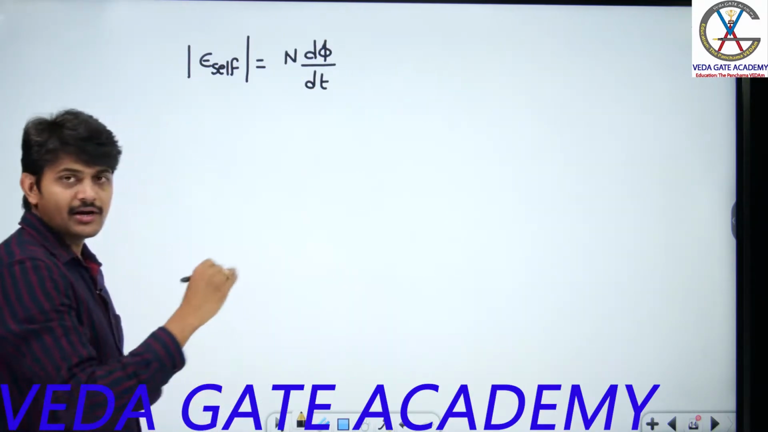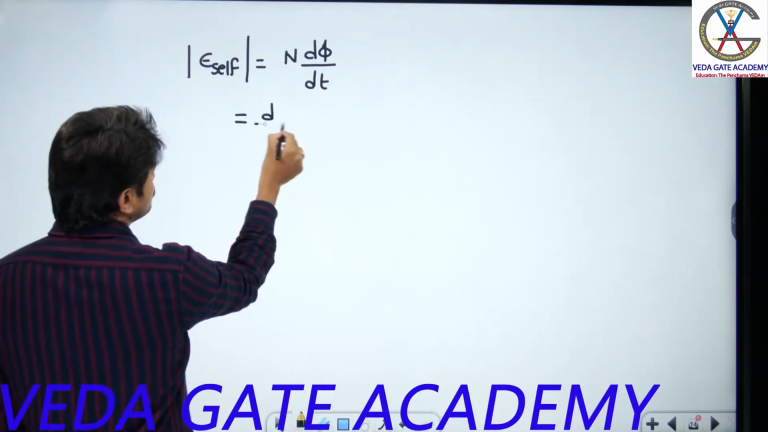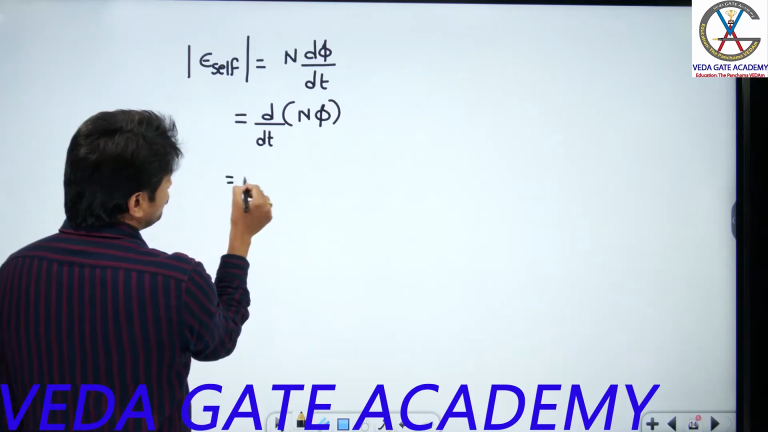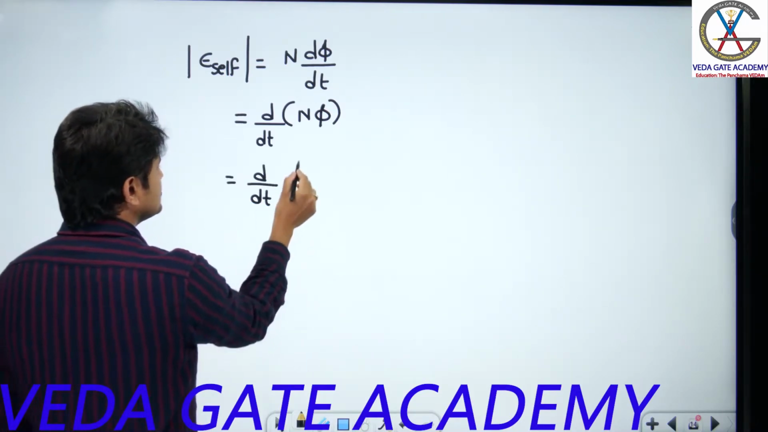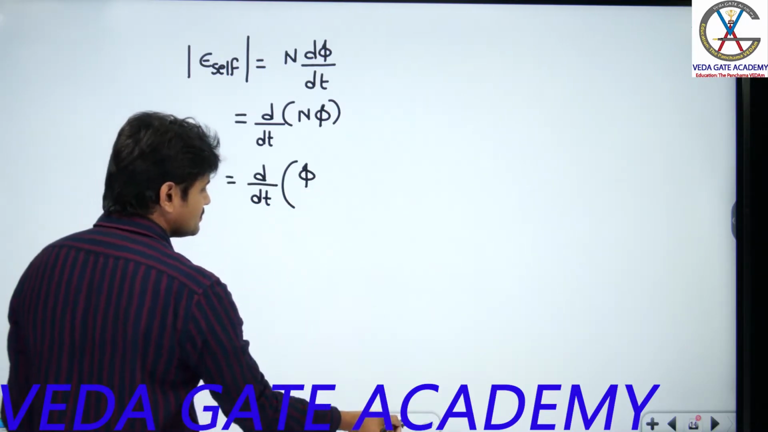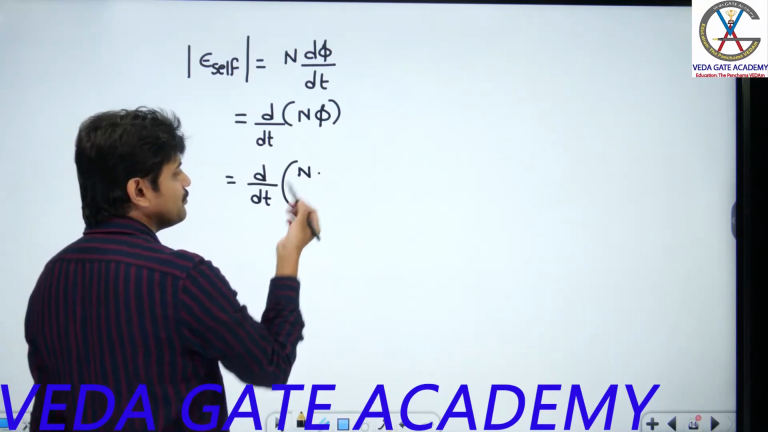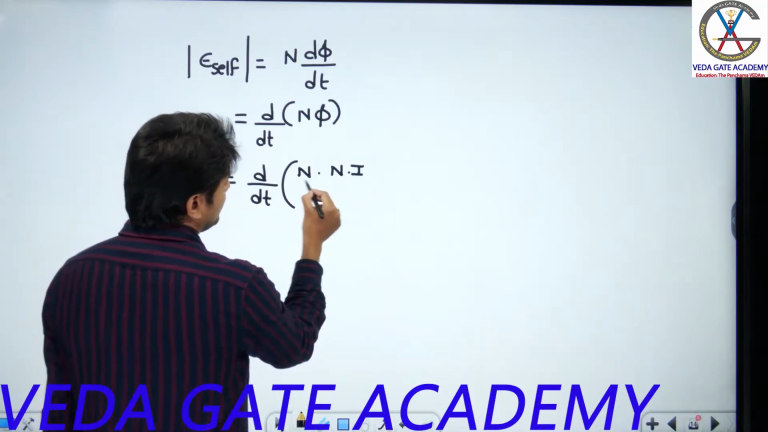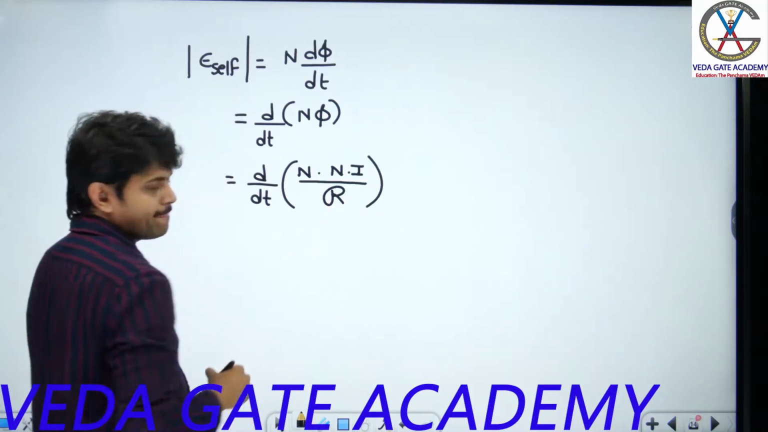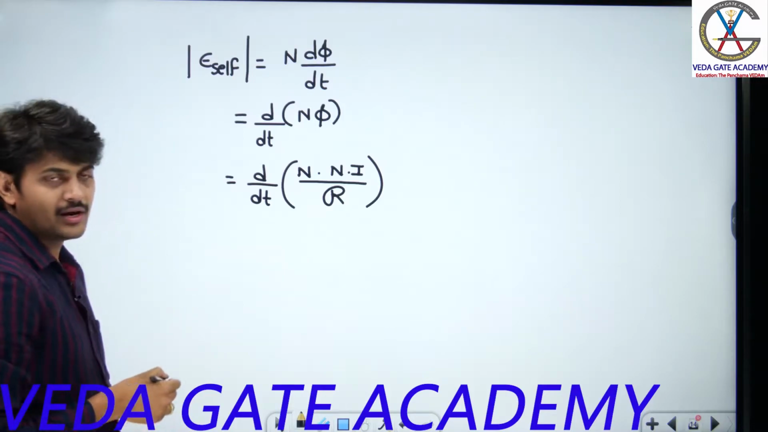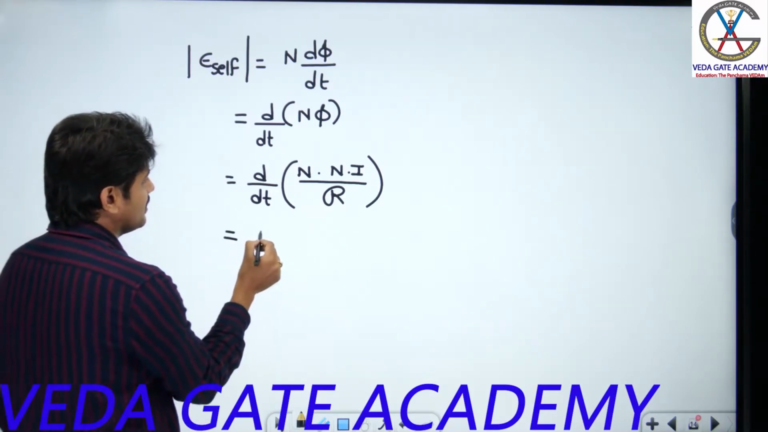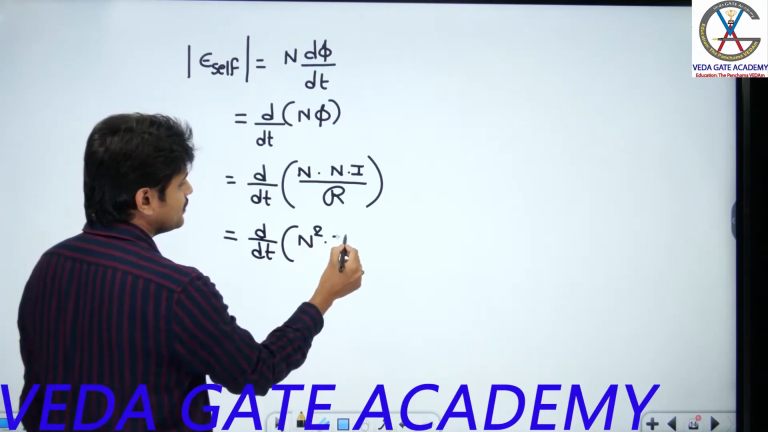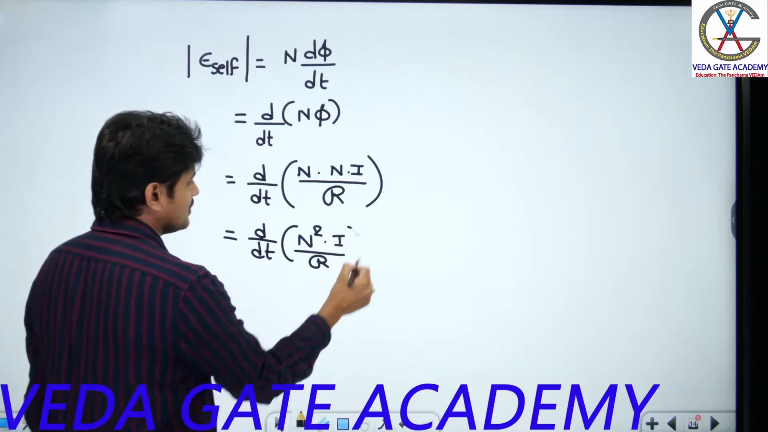Now I will take N inside the differentiation. So we get d by dt of N into phi. And we know the formula for flux, what is it? MMF divided by reluctance. What is the formula for MMF, guys? Number of turns into the current flowing through that winding. So flux is N into I divided by reluctance. From here I get d by dt of N square into I divided by reluctance.